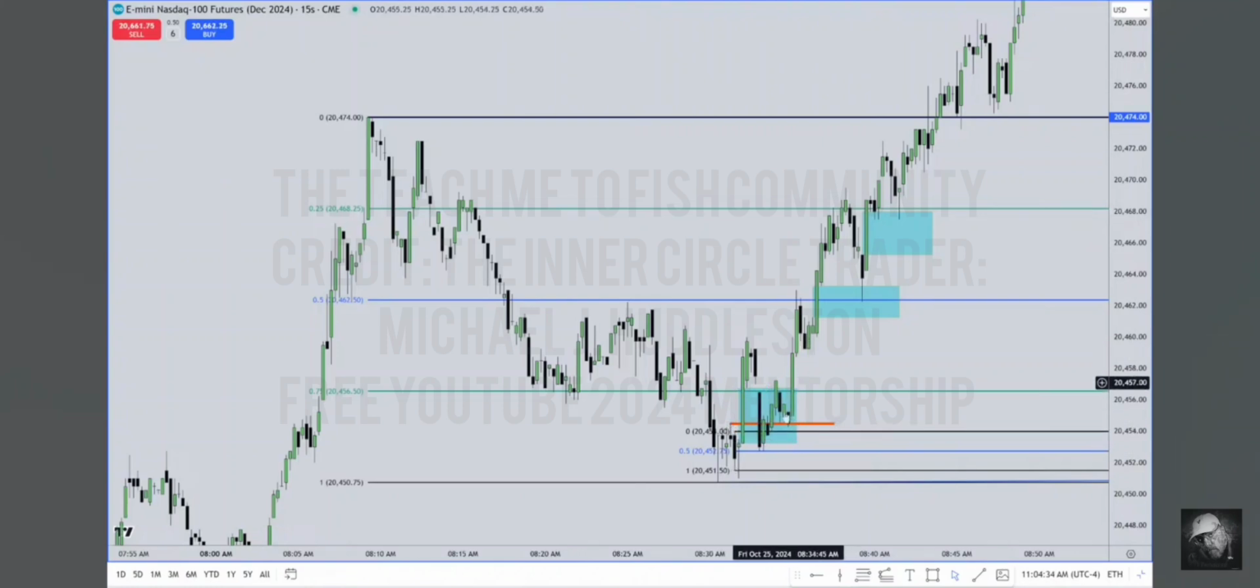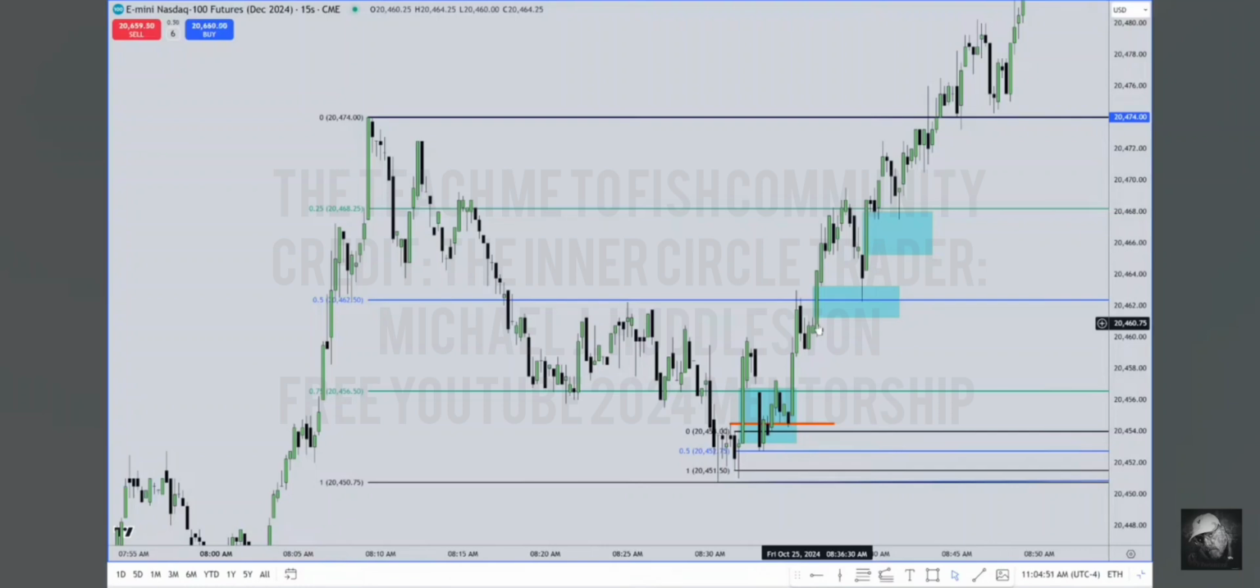Rallies back up, leaves the lower quadrant, trades up to equilibrium, meanders around in here, and then causes what? Another displacement. What is this candlestick right there? What is that? It's a fair value gap.